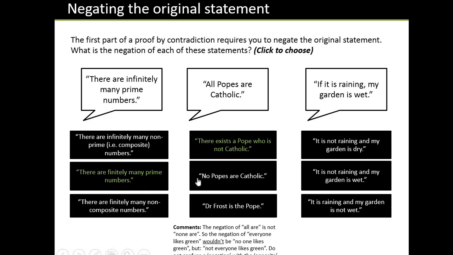And the second answer, some people might have gone for. So let's have a read. The negation of all are is not none are. So, for example, the negation of everyone likes green wouldn't be no one likes green, but not everyone likes green. So here, all popes are Catholic.